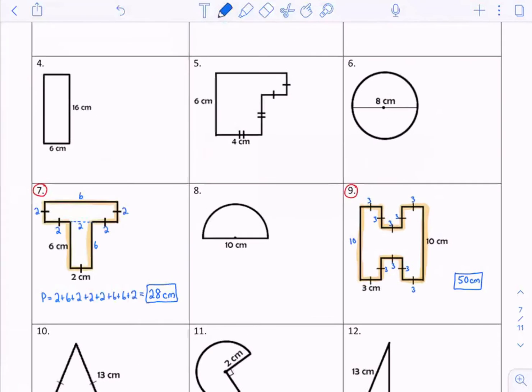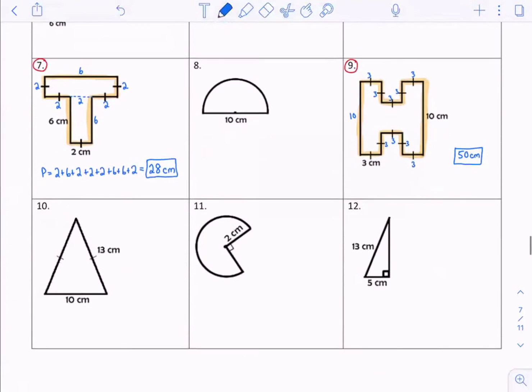There we go. All right. That's not so bad, Mrs. Talhami. It's not too bad.